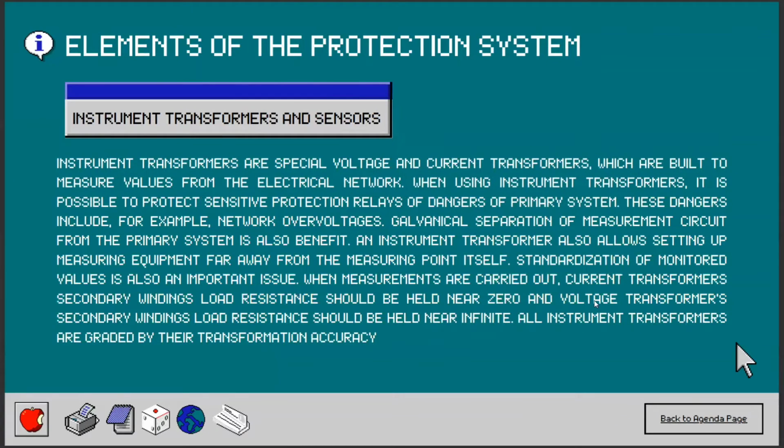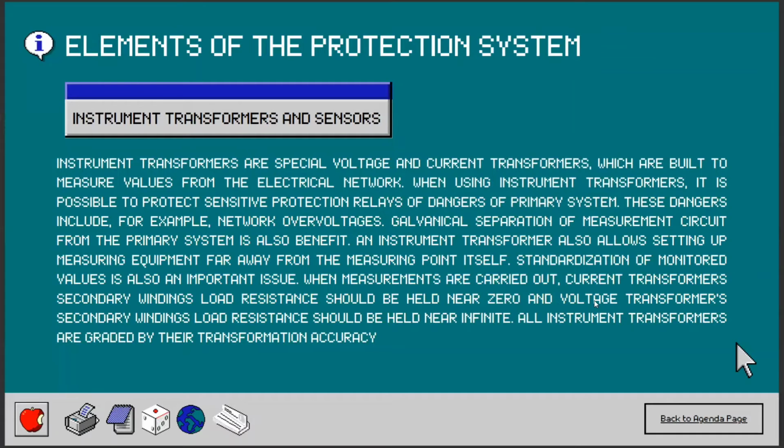Next are the instrument transformers and sensors. So instrument transformers are special voltage and current transformers. So kagaya na sabi kanina, meron tayong power transformer o tinatawag din na voltage transformer. And then yung current transformer natin, which are built to measure values from the electrical network. So ito yung kadalasan na ginagamit pang-measure nung value nung voltage and current dun sa ating electrical network.